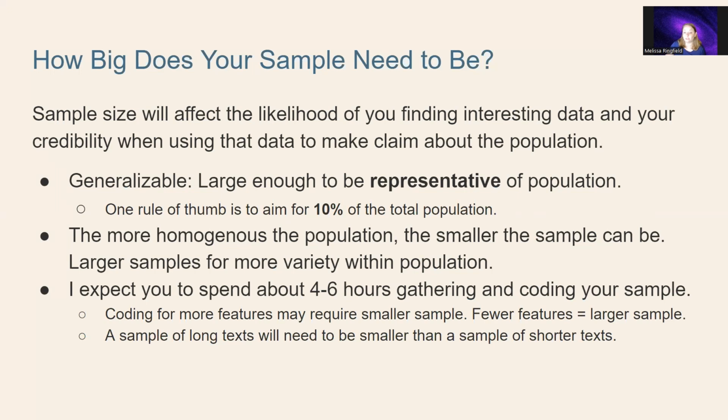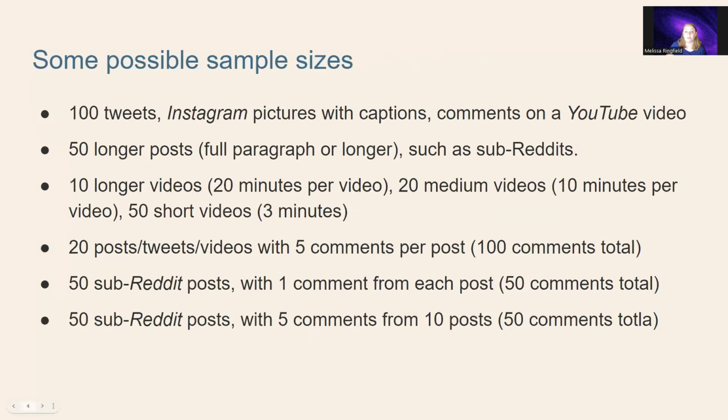Coding for more features may require a smaller sample. Fewer features may allow for a larger sample. Smaller samples for longer texts, larger samples for shorter texts. If you're doing very short text like tweet, Instagram posts, or social media comments, you could probably aim for about 100 of these posts. For longer texts, you might do 50 posts. You might do 10 20-minute videos, or 20 10-minute videos, or 50 3-minute videos.